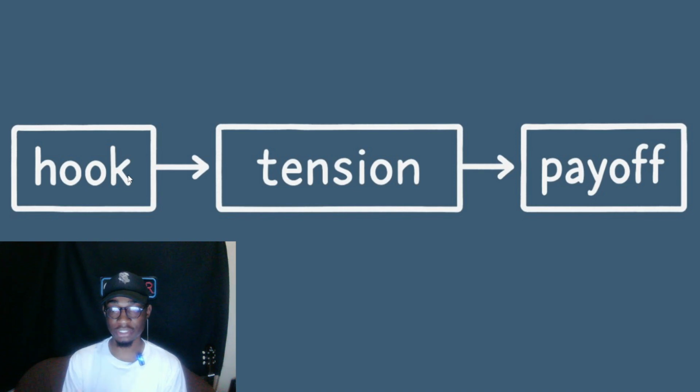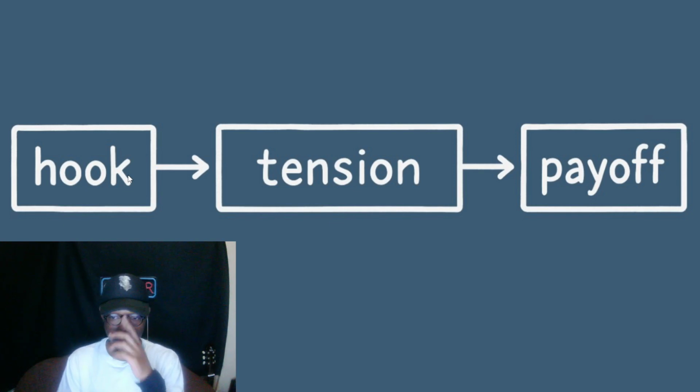And then the tension is what keeps people on the video, keeps them watching, and keeps them engaged throughout the whole video. This is basically the chunk of your video, and the payoff is not necessarily the end, but it's the result of them watching the video. So you can have multiple payoffs in the end, and I'll explain a bit more of that as we get more into the video.